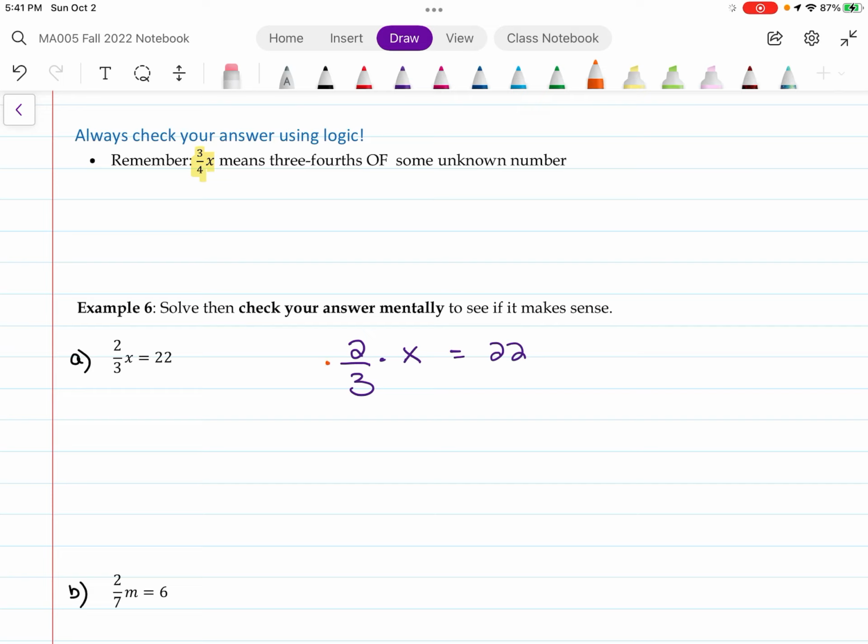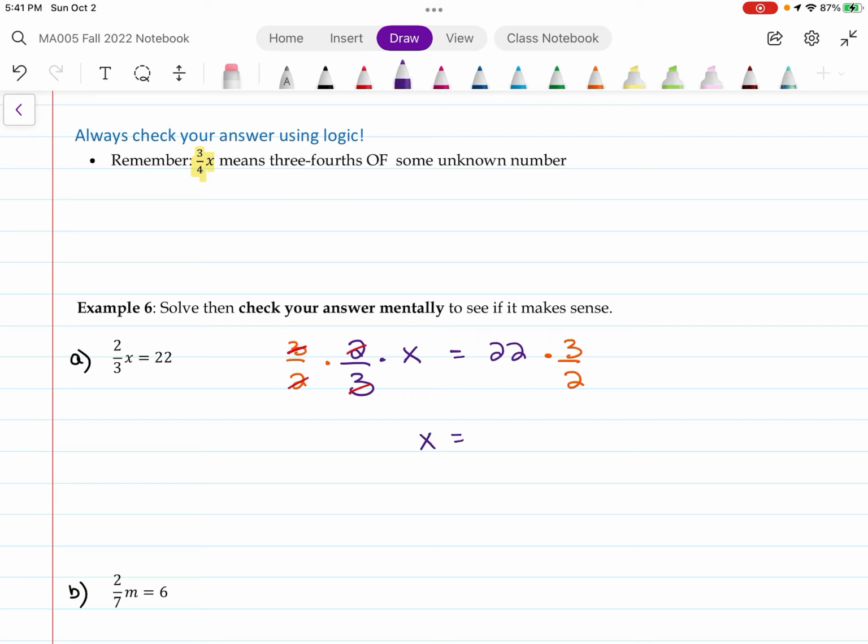We are going to multiply it by 3 halves, which means we have to do the same thing on the other side. Okay, so now the 3's are on top, right? 3 on top and 3 on the bottom, and the 2 is on top and on the bottom, so I can cancel it out, and that's what I was looking for.